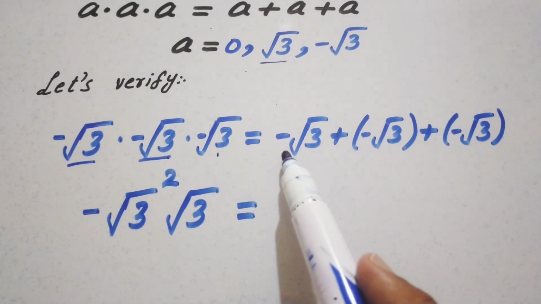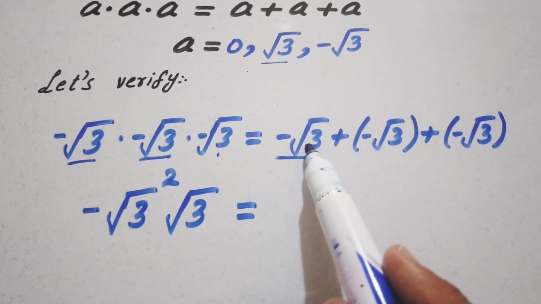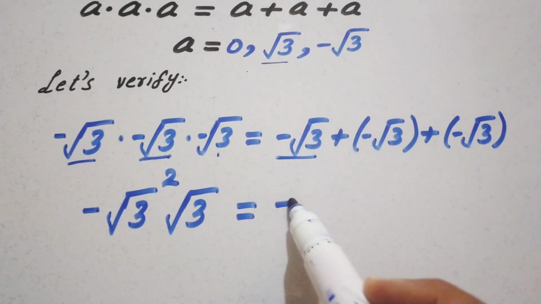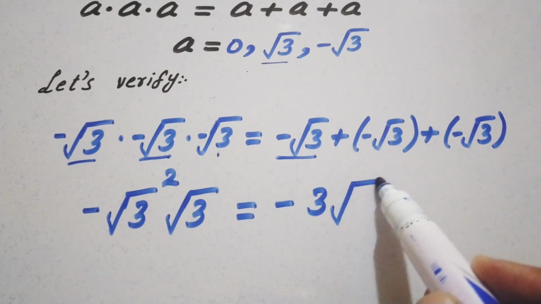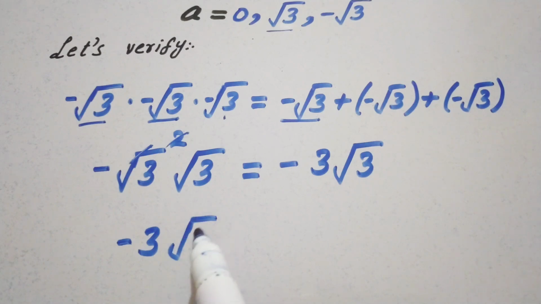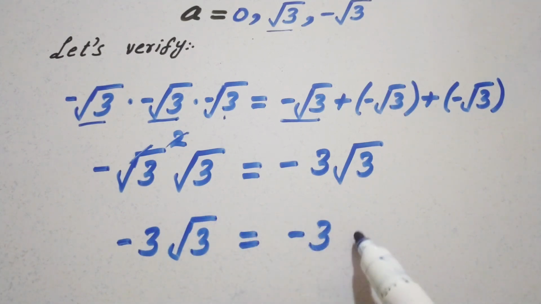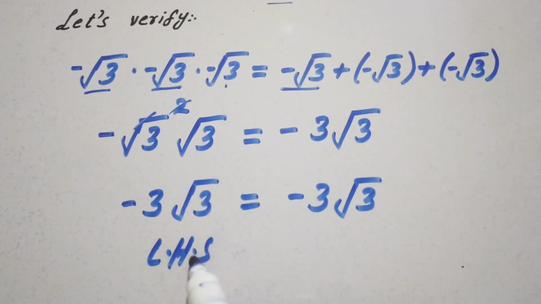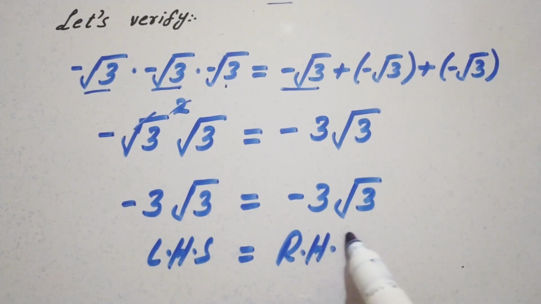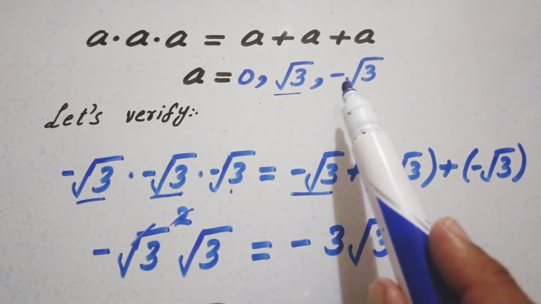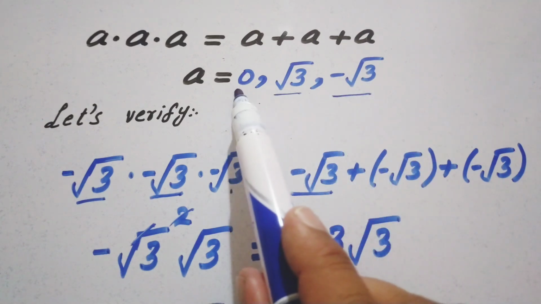This is equal to minus square root 3 plus minus square root 3 plus minus square root 3. So we have minus 3 into square root 3. Now the square root and square cancel out each other, and we are left with minus 3 into square root 3, which is equal to minus 3 into square root 3. It means that the left-hand side is equal to the right-hand side. So the third value of a, which is minus square root 3, is also a valid solution.